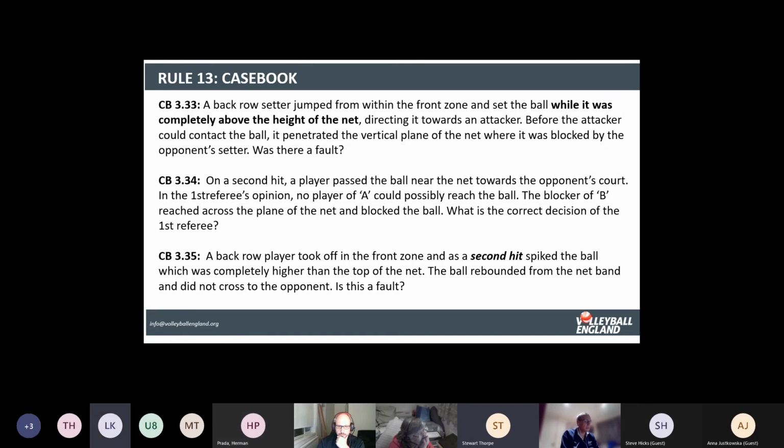Sorry. There we go. Yeah, so basically, it's not a fault because once the ball has penetrated the plane of the net, then he's entitled to play the ball.